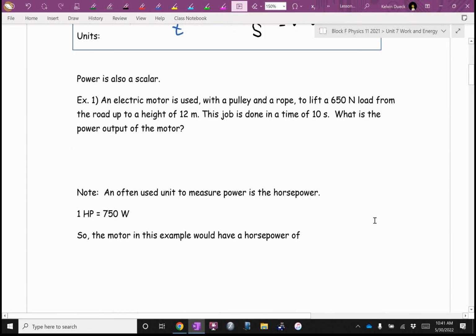Power is also a scalar. It has no direction, much like your future. It has no direction.